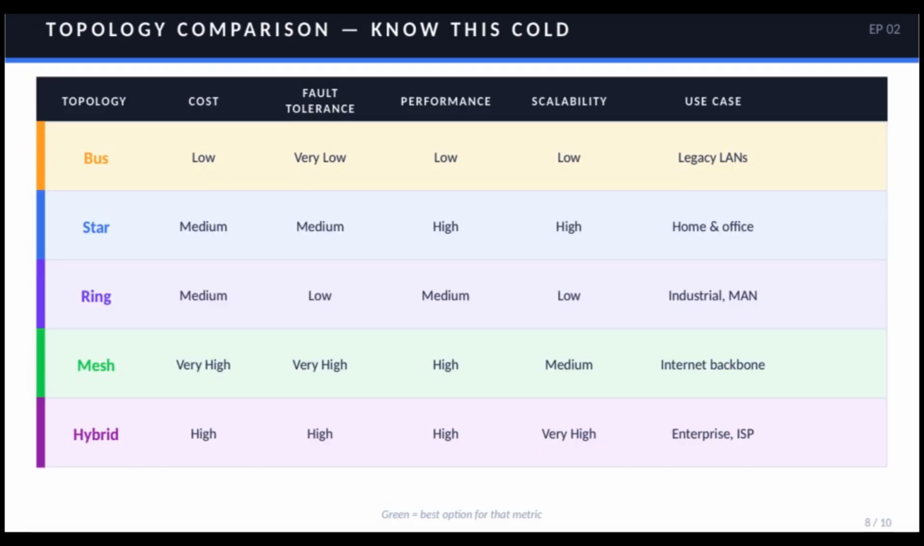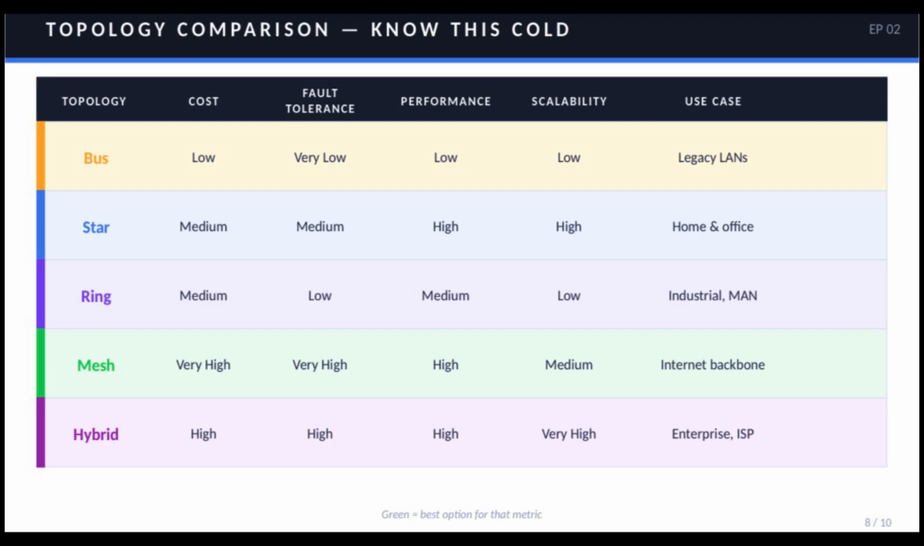Let me give you the comparison cheat sheet. Bus, very cheap, simple. One break kills everything. Dead technology. Star, medium cost, easy to manage. Hub is a single point of failure, used everywhere today. Ring, equal access. One break is still dangerous, used in backbone fiber.